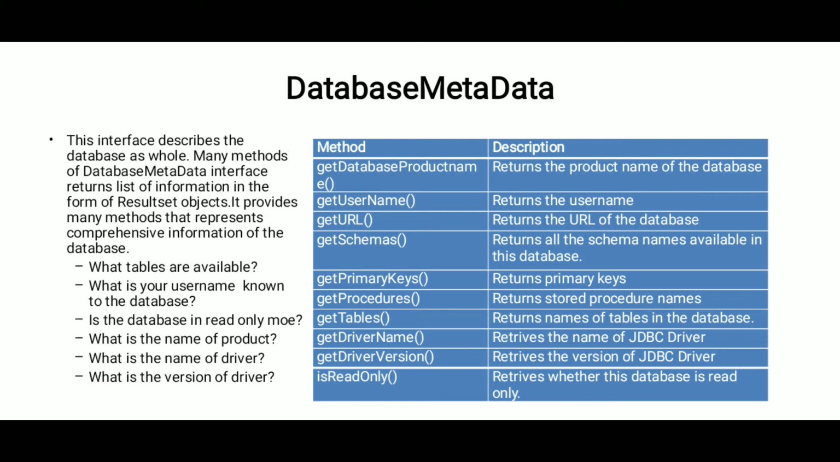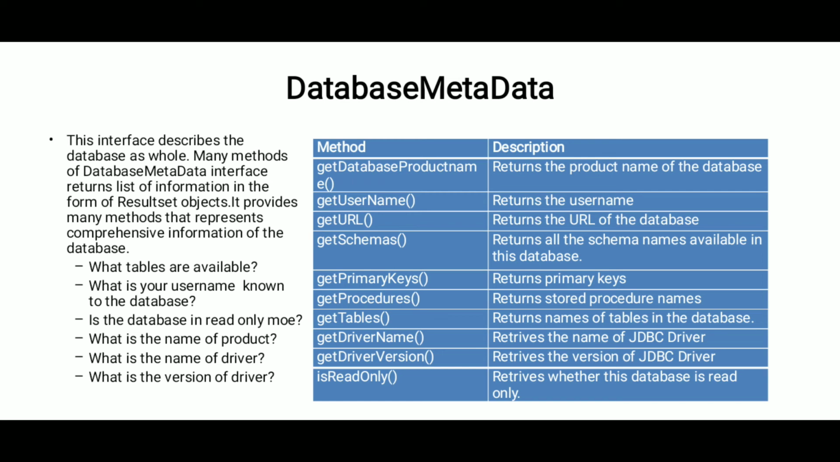For example, what tables are available, what your username known to the database is, whether the database is in read only mode, what the name of the product is, what database driver is used and which version, and how many types of tables are available. All the things related to the database you can fetch using DatabaseMetaData. And to fetch this information there are lots of methods available. Among them there are a few.